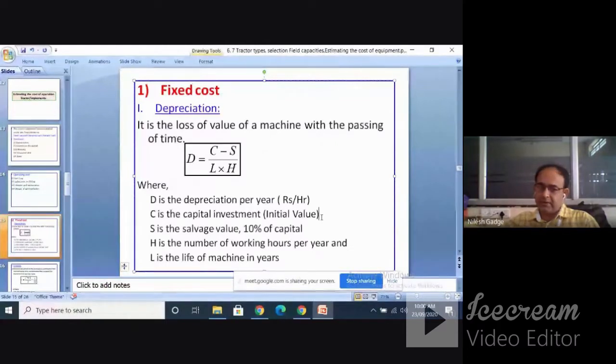Okay, so depreciation can be calculated in rupees per year or rupees per hour. C is the capital investment or the initial value of the machine.